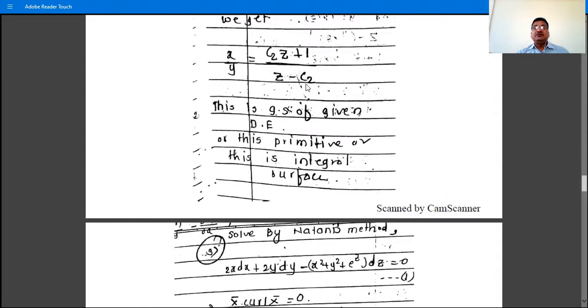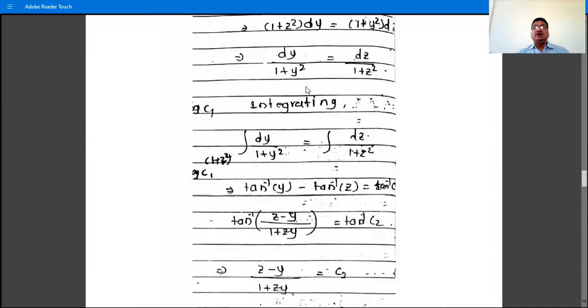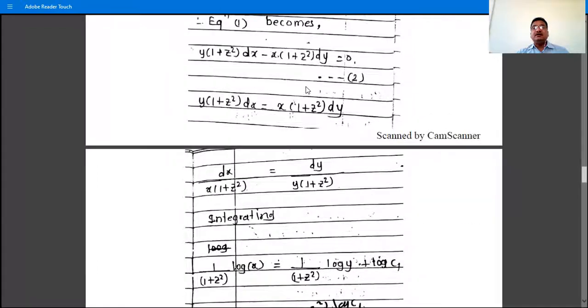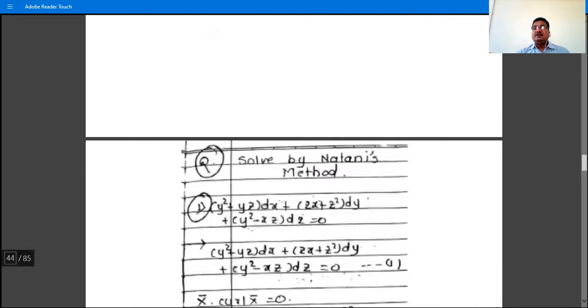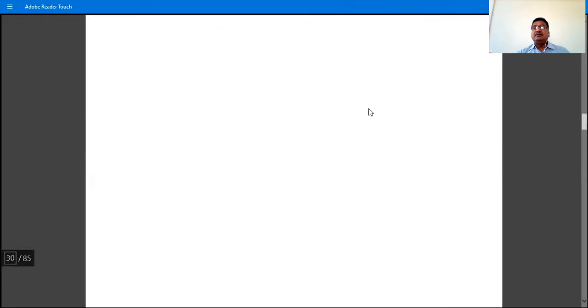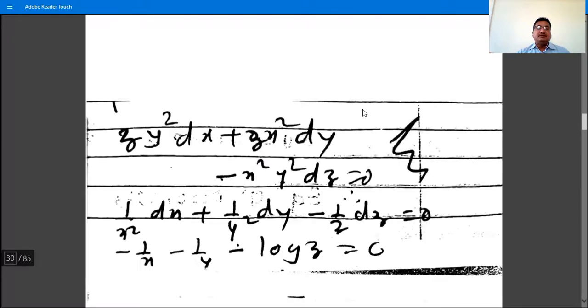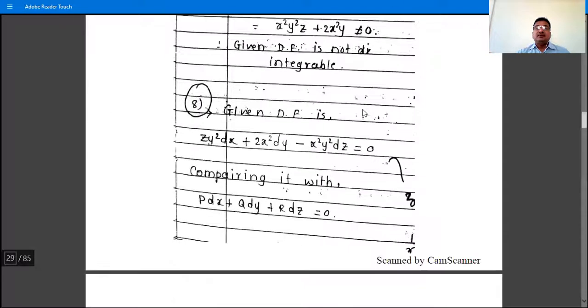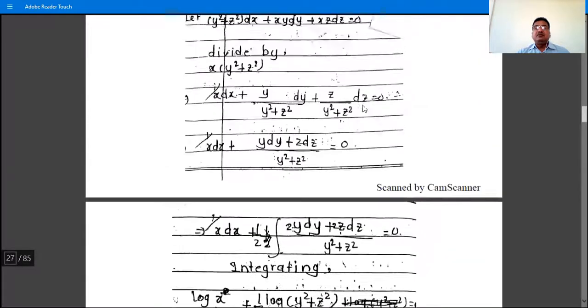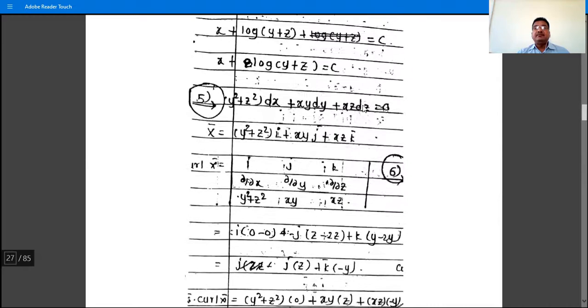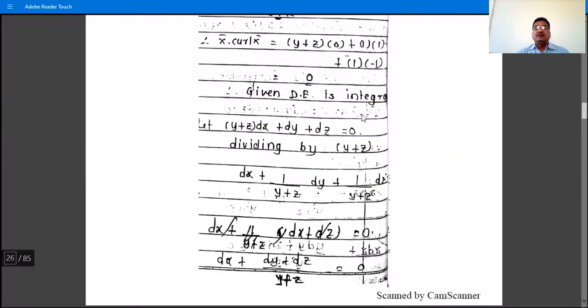But here, what is the method? We have to apply Natani's method. Otherwise, this Pfaffian differential equation is of the one variable separable type, and we have its answer in the one variable separable form. See the example on one variable separable.